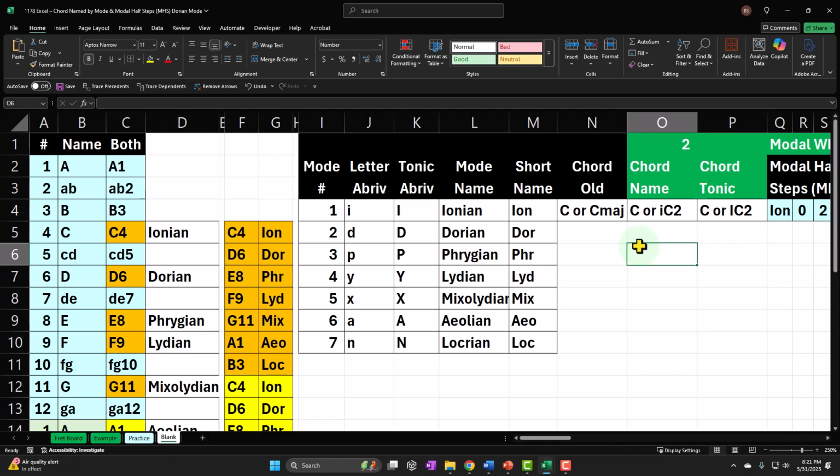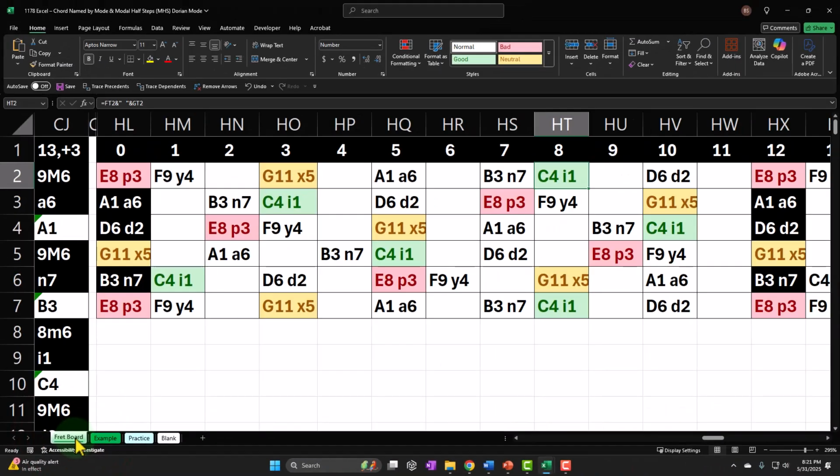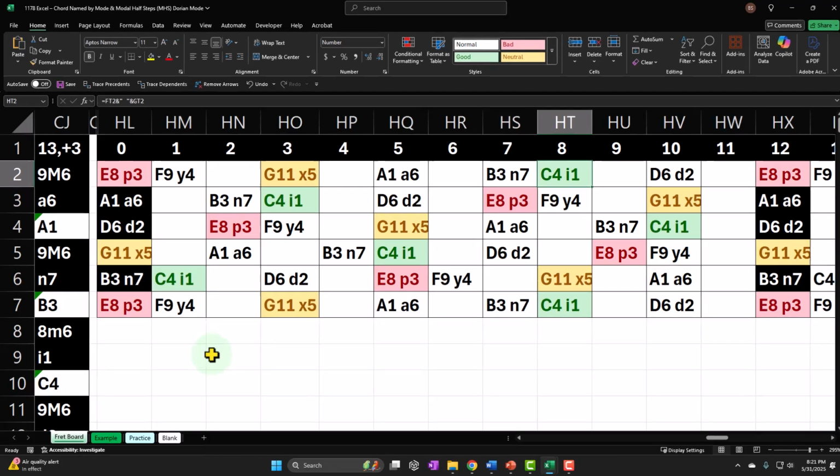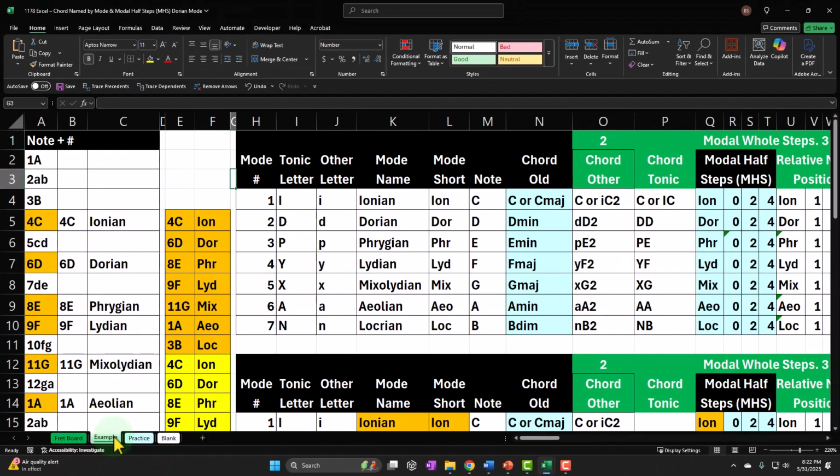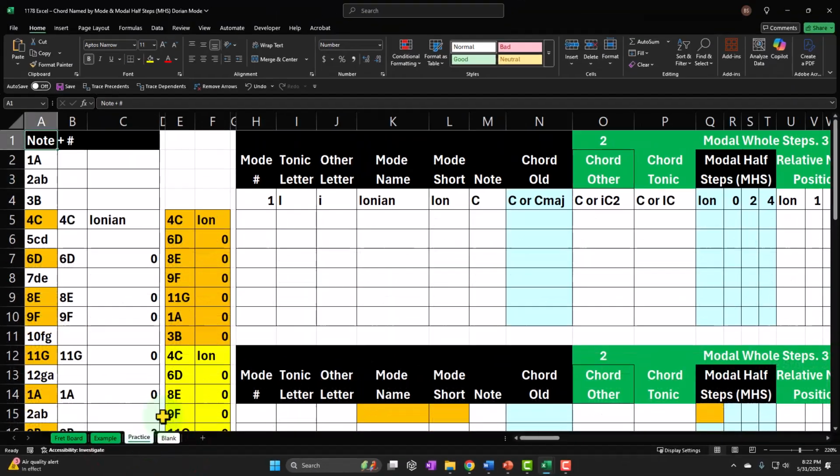If you do have access to this workbook, though, 4 tabs down below. Fretboard, example, practice, blank. The fretboard tab having a simulated fretboard that we will refer back to. The example tab having the finished product, in essence, the answer key. The practice tab has pre-formatted cells, so you can practice the practice problem with less Excel formatting.